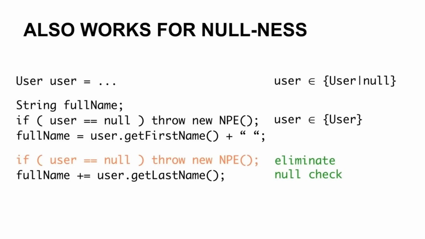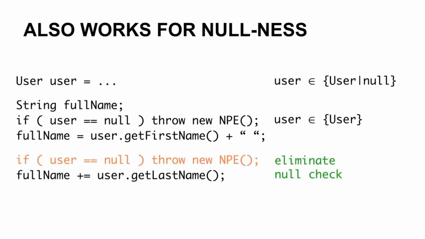Imagine we're trying to concatenate together a user's first name and last name. Well, in Java, before you can access a member variable or a field, you first have to prove that the reference isn't null. If it is null, we have to throw a null pointer exception. Does that mean we have to check it every single time? No. We can start with the user object, and we could say the type of our user object is any user object or null. And before we can access user get first name, we will have to do a check to say, is the user null? If so, throw a new null pointer exception.